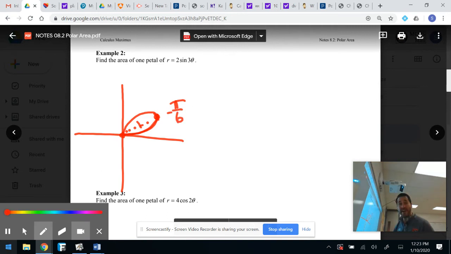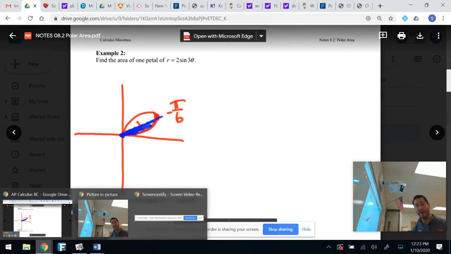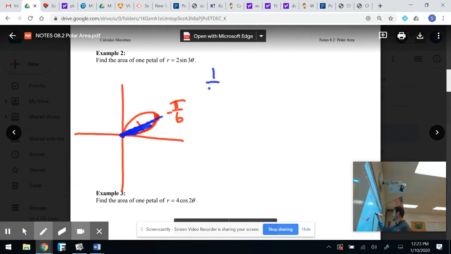So if you notice, if I drew these radials, right, let's draw them in a different color. I'm going to start at 0, but then I'm going to start just drawing these guys. And when I get to pi over 6, I have drawn half of the petal. And I could use symmetry, right? One petal would be 1/2. Let's double that.